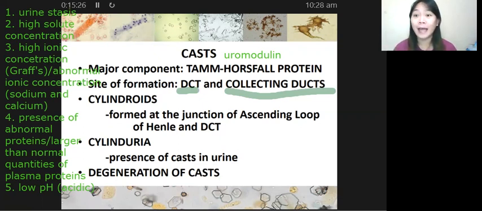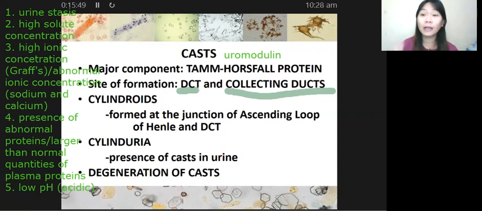Mas pag ang ino-observe natin ay yung mga casts. Okay? So this is the sediment which would really require examination under your subdued light. Okay? So ano ulit? Ang subdued light. So subdued light meaning the intensity of the light that you should use should be low.